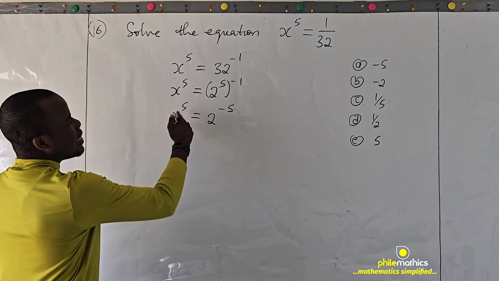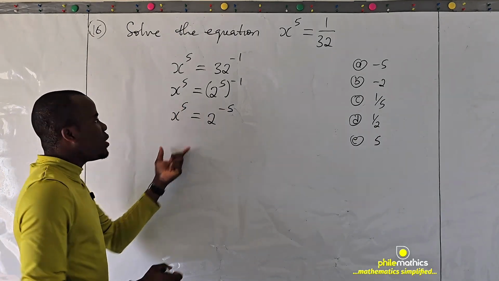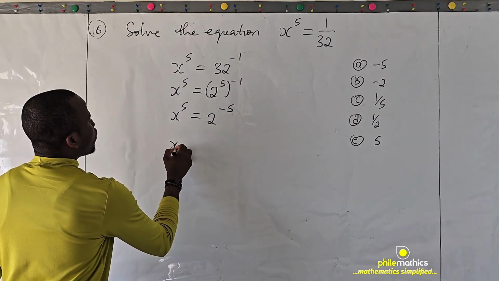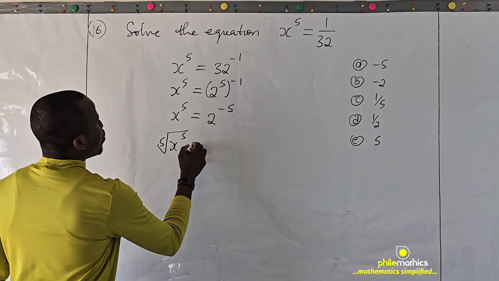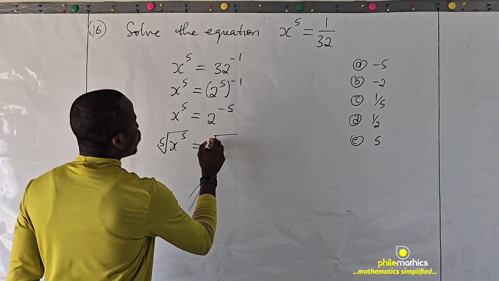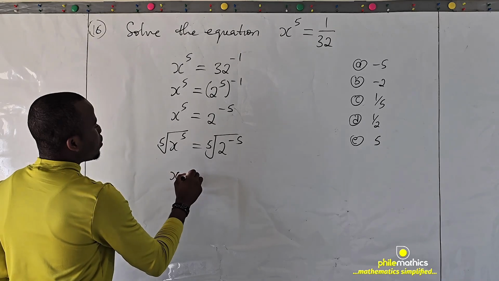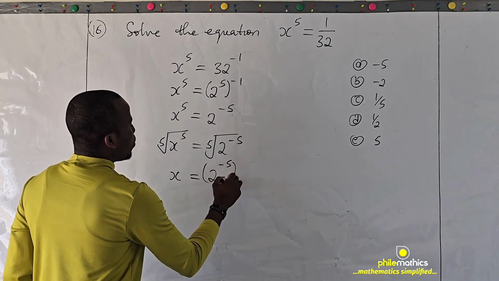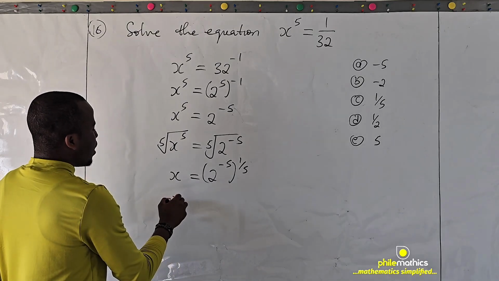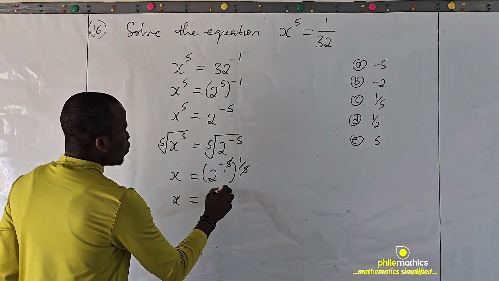At this point, I can take the fifth root of both sides to find what x is. And this will give me x to the power 5 to the fifth root. This is the fifth root of 2 to the power minus 5, and I'll have x. Fifth root is the same as 2 to the power minus 5, to the power 1 over 5. So that my x is, 5 can cancel this. Now I'm having 2 to the power minus 1.